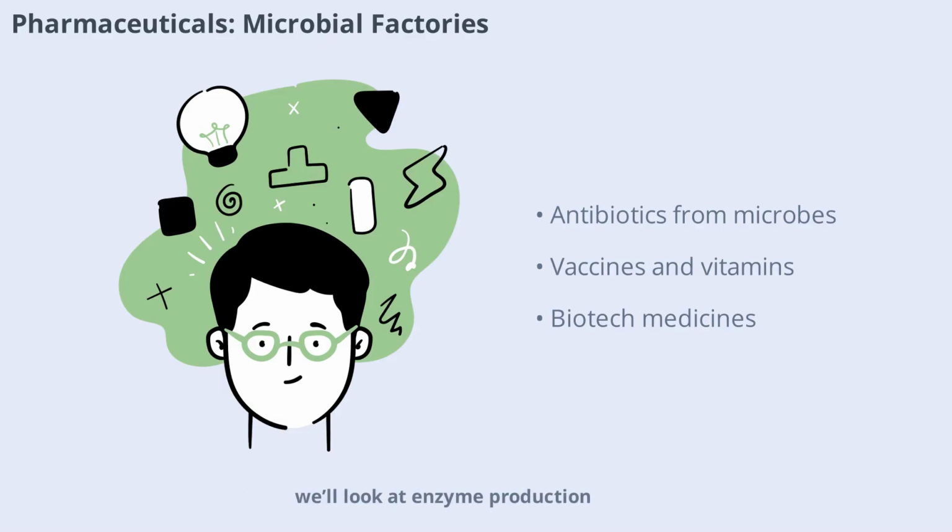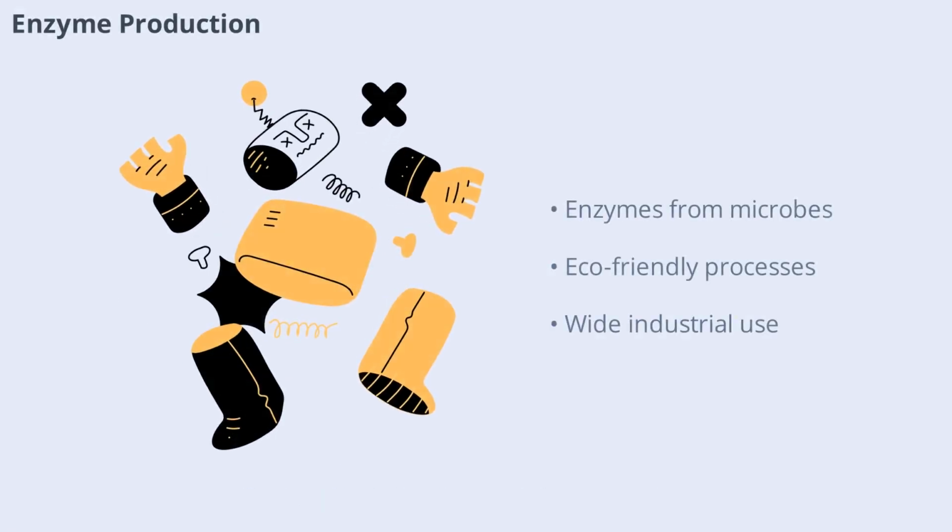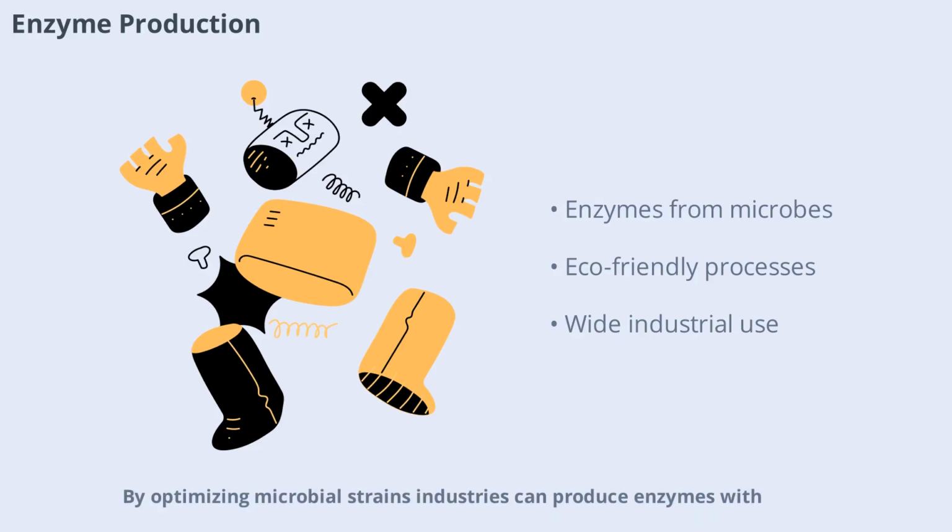Next, we'll look at enzyme production. Enzymes are biological catalysts that speed up chemical reactions. Microorganisms are the primary source of industrial enzymes, which are used in everything from detergents to food processing. By optimizing microbial strains, industries can produce enzymes with specific properties for various applications. Enzyme technology has made processes more efficient, eco-friendly, and cost-effective. Now, let's explore the role of microbes in agriculture.